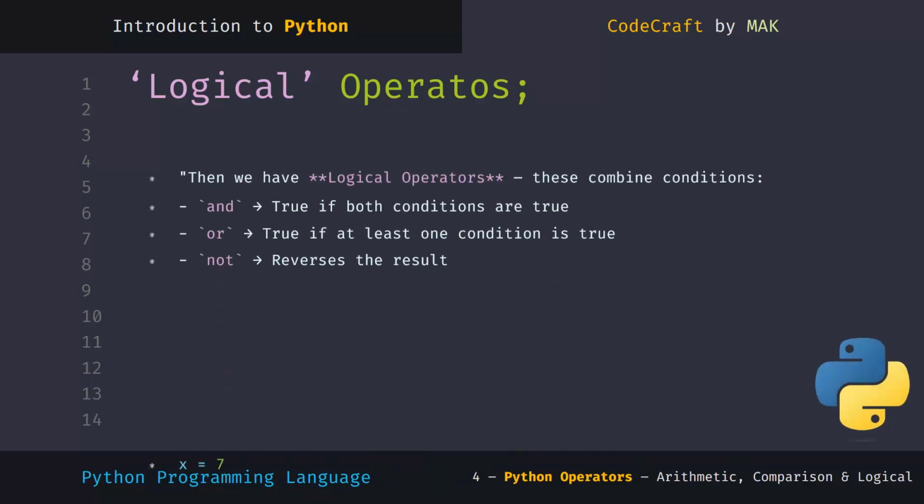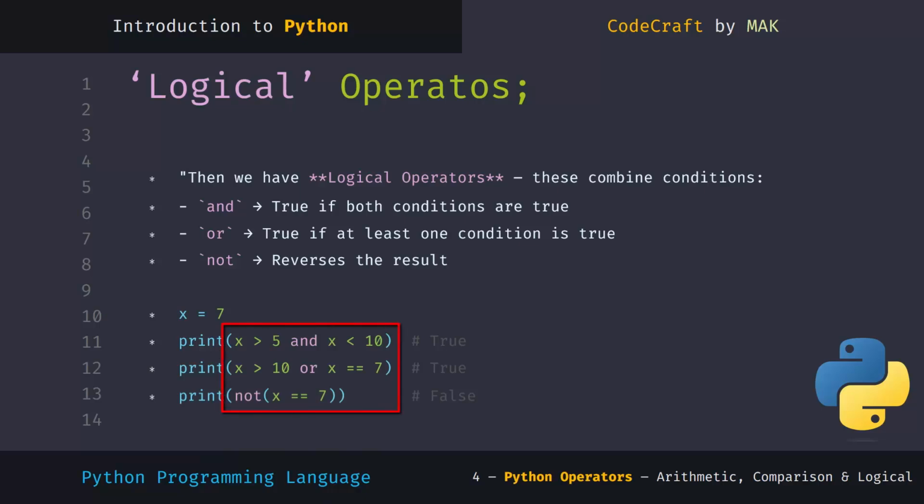Then we have logical operators. These combine conditions. The logical operators are and, or, not. And is true if both conditions are true, or is true if at least one condition is true, and not reverses the result. Let's take an example.